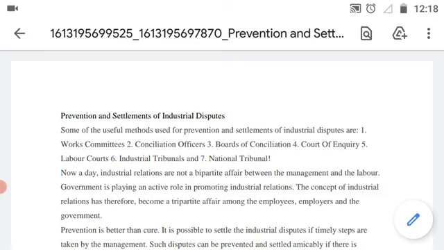So let's discuss prevention and settlement of industrial disputes. Prior to that, just recall what we have studied into industrial conflict. What is industrial conflict? Industrial conflict means conflict which arises within industries. We have gone through industrial relations, in which there are actually three actors, but two of them are the most active actors.